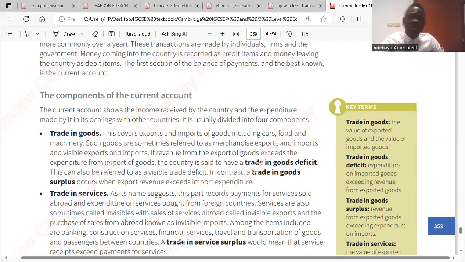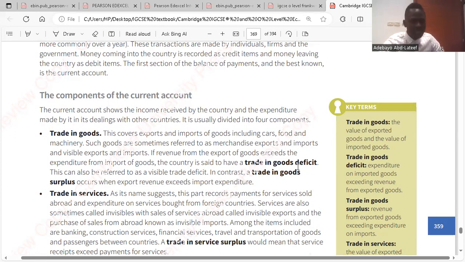So what are the four components of the current account? We have the trading goods. For trading goods, they said this covers exports and imports of goods, including cars, food, and machinery. These are what we call merchandise exports and imports. So the first section is talking about trading goods, which are physical goods. Laptops, whatever they are, trading goods. So if our exports of trading goods exceeds our imports of trading goods, we call it trading goods surplus. If our imports of trading goods exceeds our exports of trading goods, we call it trading goods deficit. I think that is clear.